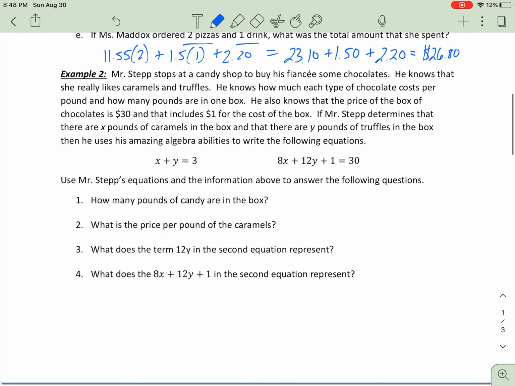All right, example 2. Mr. Stepp stops at a candy shop to buy his fiancée some chocolates. He knows that she really likes caramels and truffles. He knows how much each type of chocolate costs per pound and how many pounds are in one box. He also knows that the price of the box of chocolates is $30, and that includes $1 for the cost of the box. If Mr. Stepp determines that there are x pounds of caramels in the box and that there are y pounds of truffles, then he uses his amazing algebra abilities to write the following equations.